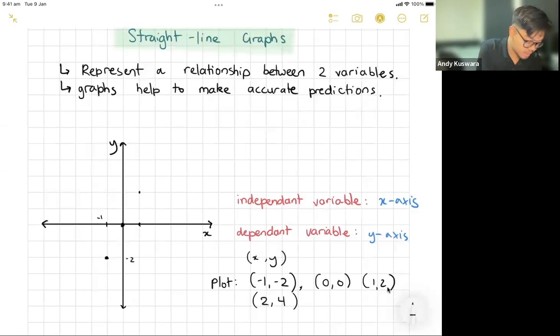You can see here that I'm building a bit of a straight line. If I drew a line straight through, if I've done all these correctly, I should have a dead straight line. And that's it. That's what this topic's about.